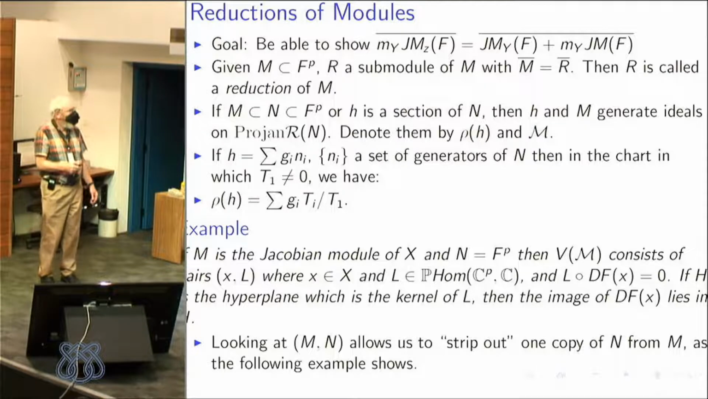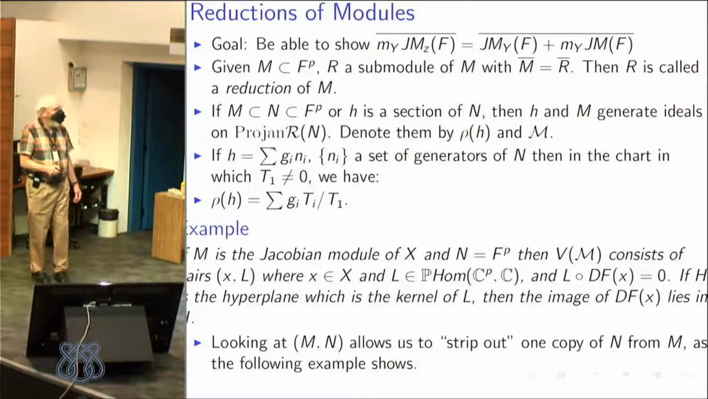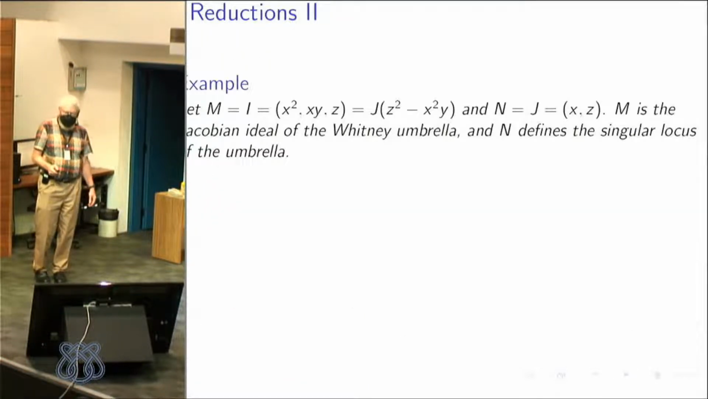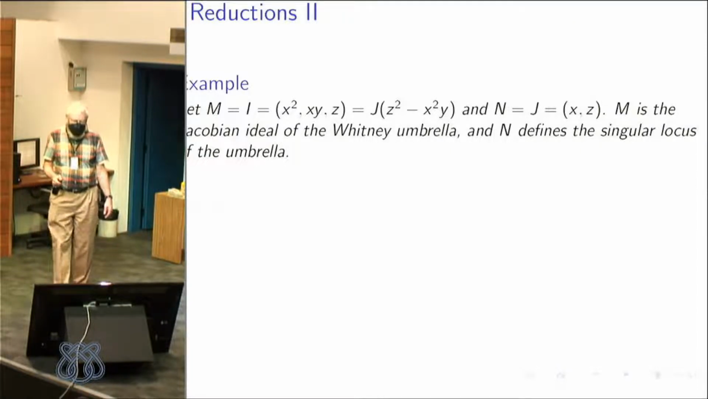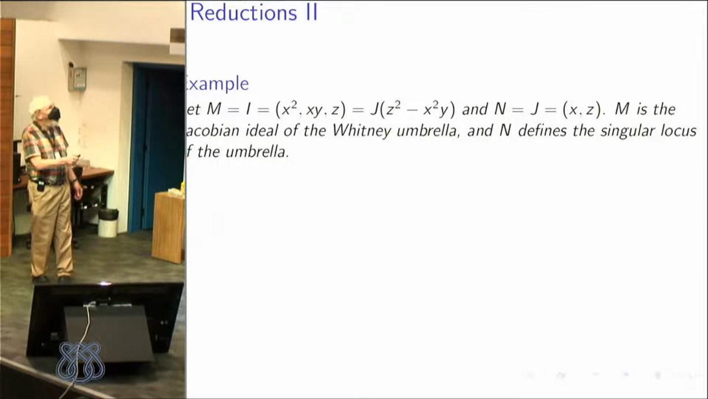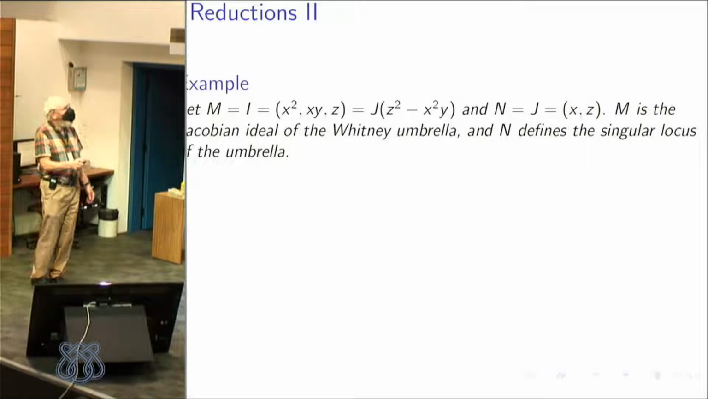Now, one of the nice things about doing this is that it allows us to strip out one copy of N from M, as the following example shows. So here I have the Whitney umbrella and the singular set of the Whitney umbrella. This is the Jacobian ideal of the Whitney umbrella. Now, N is going to be this ideal J, which is going to be (x, z). So I is the Jacobian ideal and J is the ideal that defines Y.